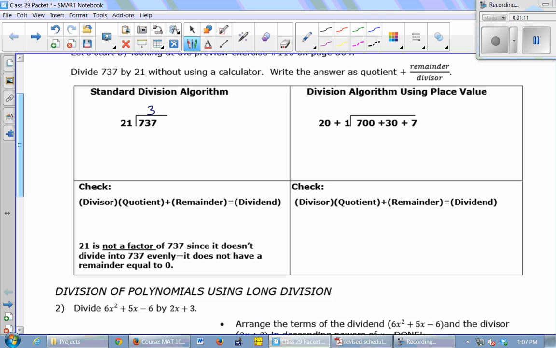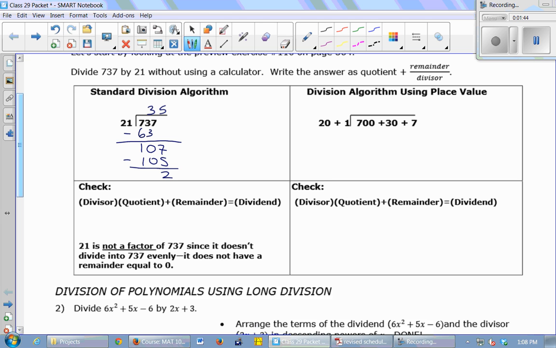At least, yeah. So then you multiply the 3 times the 21 and you get 63 and you subtract, right? And we get 10. And then you bring down the 7. Does this look familiar? Okay. Then you say, okay, how many times does 21 go into 107? 5 times. So you write the 5 up here above the 7. And then you have 5 times 21 is 105. And you subtract. And we get 2 as the remainder.